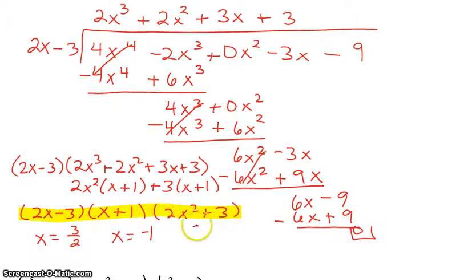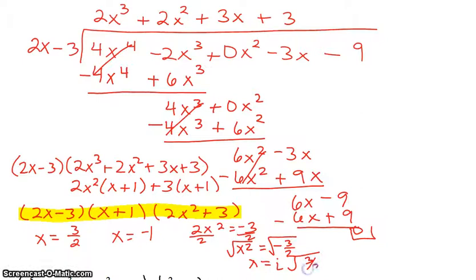And then this one doesn't come out too nicely because I end up with 2x squared equals negative 3. And then I divide by 2. And we suddenly have to remember these imaginary numbers, because when I take the square root of both sides, I'm going to end up with x equals i square root of 3 halves.